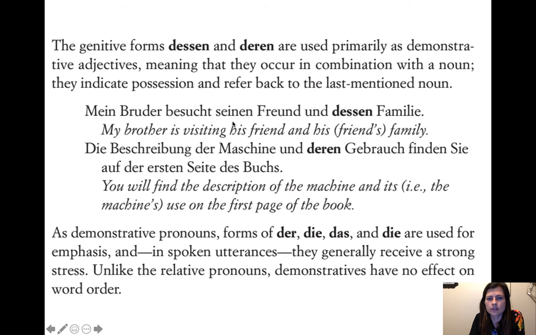So this usually occurs when there are, see how mein Bruder is masculine and seinen Freund is masculine, so there's two masculine nouns here, and if you said seine, you wouldn't know which one you're talking about. It would be ambiguous. But dessen makes it super clear that it's the last mentioned one.